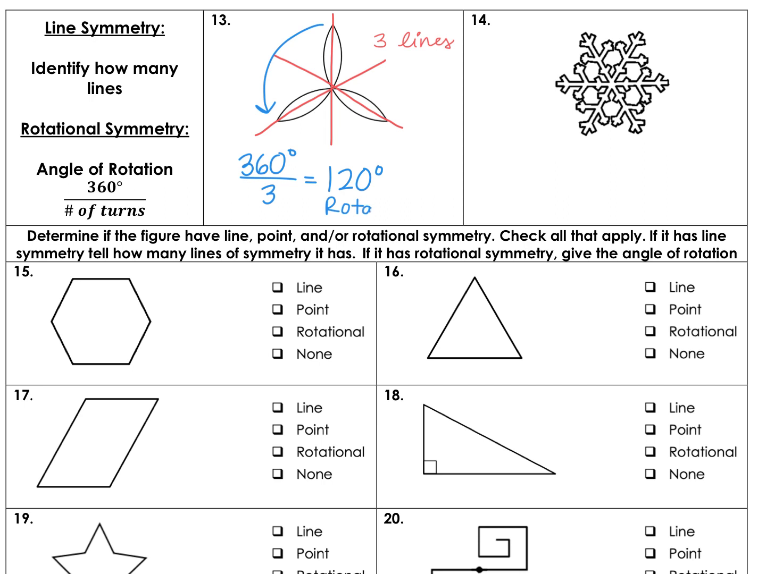I'm just going to write 120 degrees rotational. You don't have to identify all of them. What that says to me is that every 120 degrees, it looks the same. I turn it another 120, when I hit 240, it's going to look the same. All right, so can you try the snowflake? Oh, cute. Draw the line symmetry.